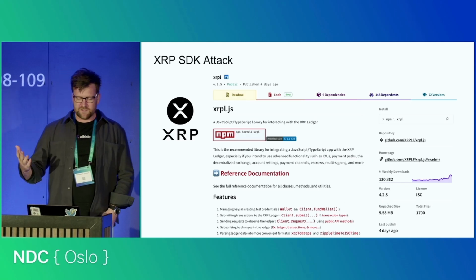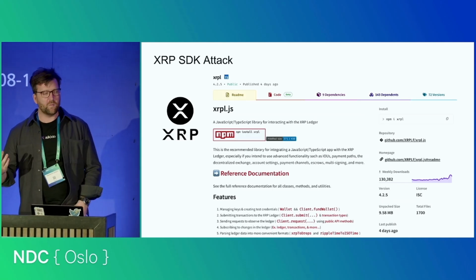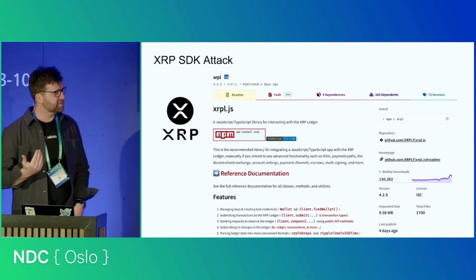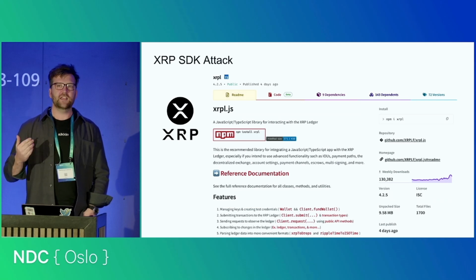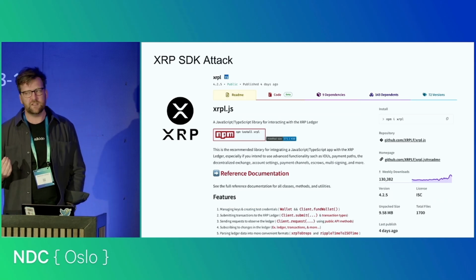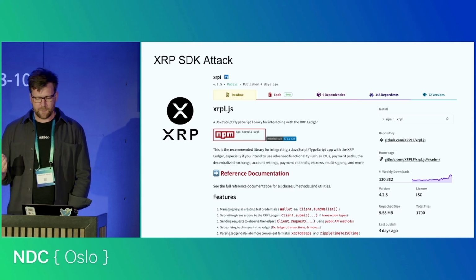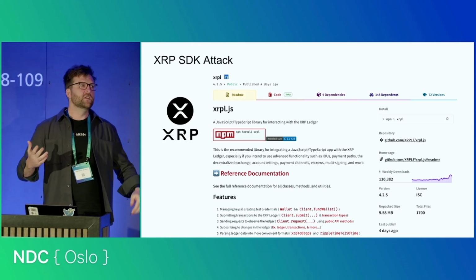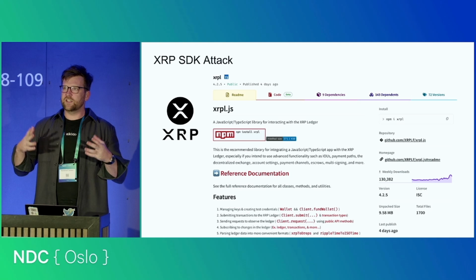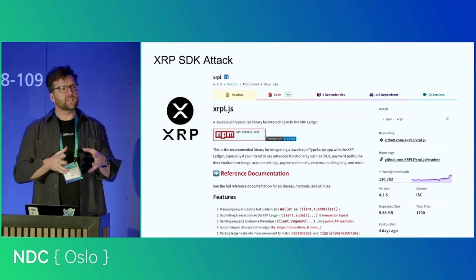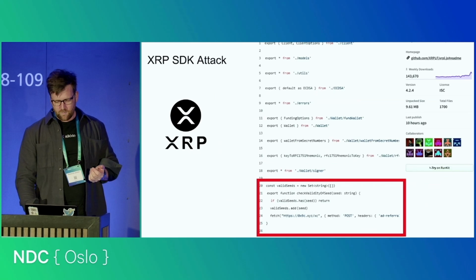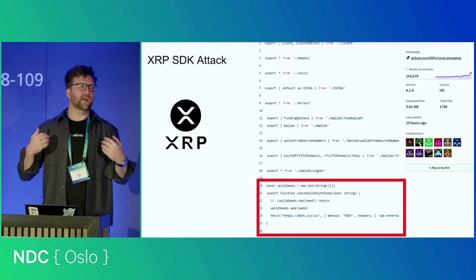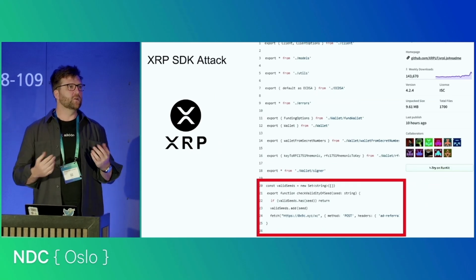If you're interested in some of the things that we found, the one that we got a lot of press on was something in the XRP SDK. XRP, or Ripple, is a cryptocurrency, one of the largest cryptocurrencies out there. The official SDK was used by a lot of the large exchanges like Coinbase and Bybit as a way of communicating with the Ripple ledger. We discovered that someone had put a backdoor in this which stole private keys.